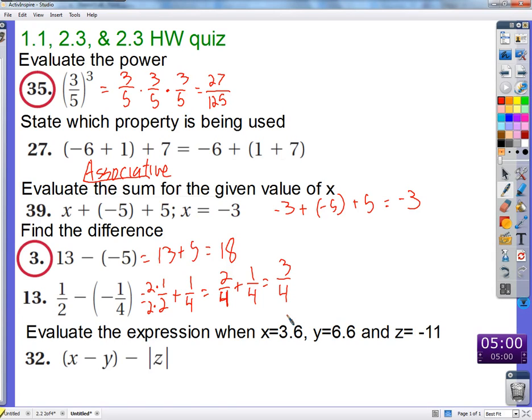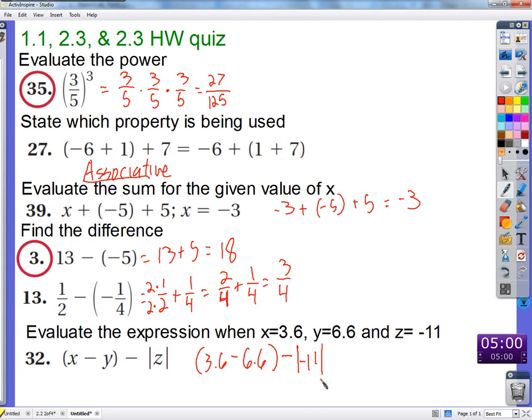And this one down here, what does that look like? What are we going to do to evaluate the expression? Caleb? Substitute the numbers into the letters. Yeah, that's what we do, right? So 3.6 minus 6.6. Group those together and then subtract. What is this? Absolute value. What does the absolute value mean?